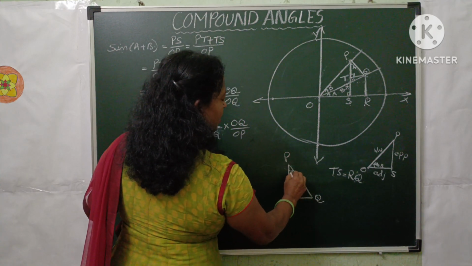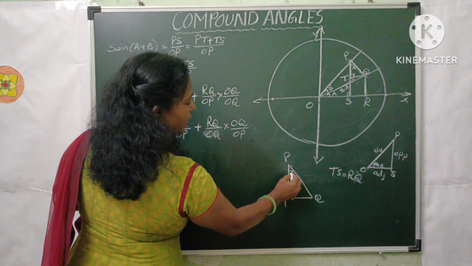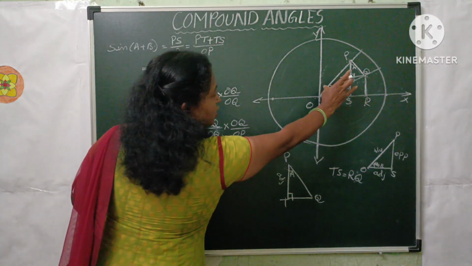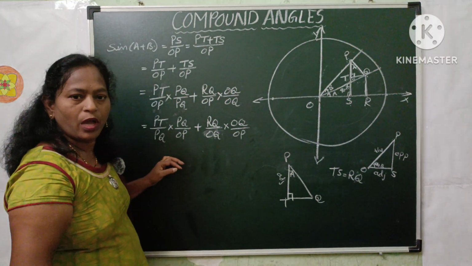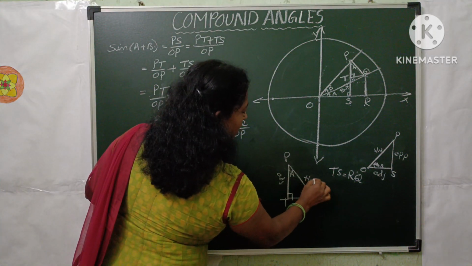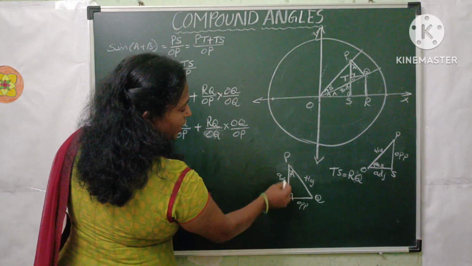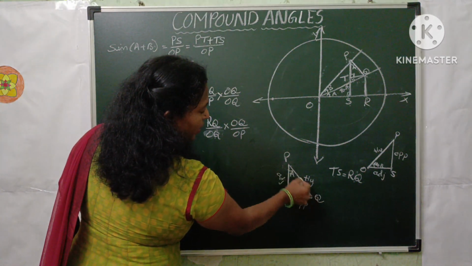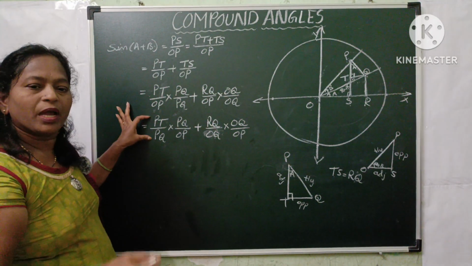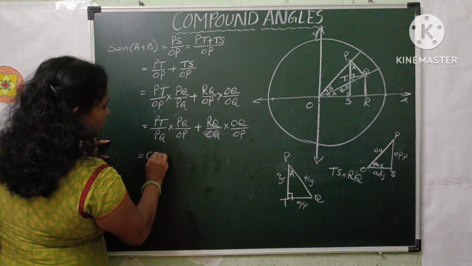Here the angle is A. So PT by PQ, here angle at A. This is the adjacent side from this triangle. We have to split the triangle from the compound angles. Here it is opposite and here it is hypotenuse. So PT by PQ: PT is adjacent, PQ is hypotenuse. Adjacent by hypotenuse is the ratio of cos. So that is equal to cos.